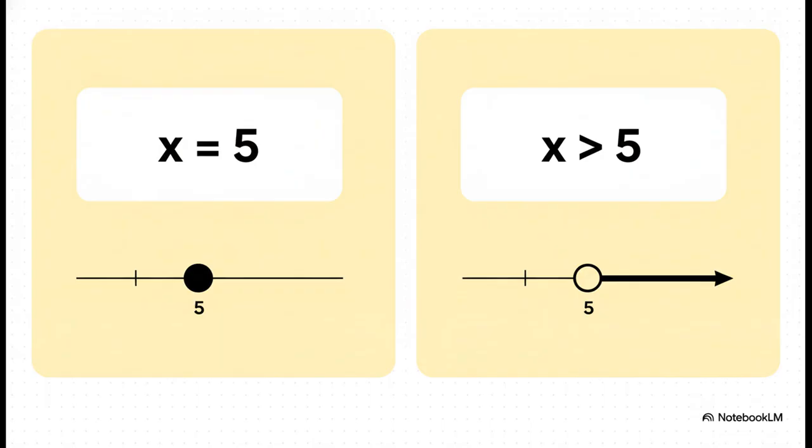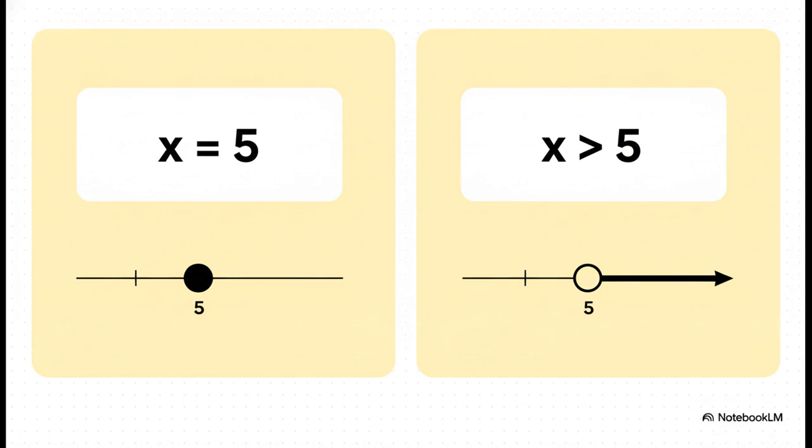Now, let's expand our toolkit a bit by comparing equations against inequalities. As we just saw, linear equations generally have very specific solutions, like x uniquely equaling 5. But inequalities represent a broader constraint, something like x is greater than 5, because literally any number larger than 5 makes that statement true, like 6, 10, or even 1,000,000.